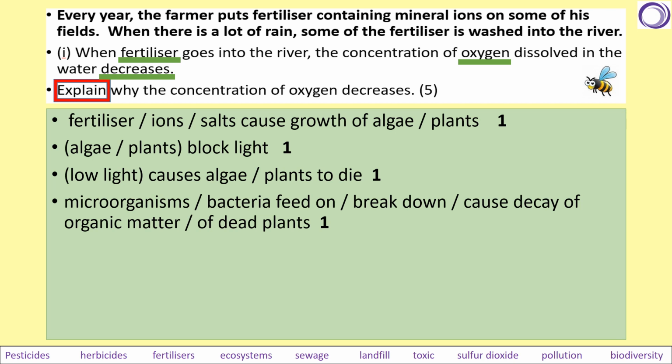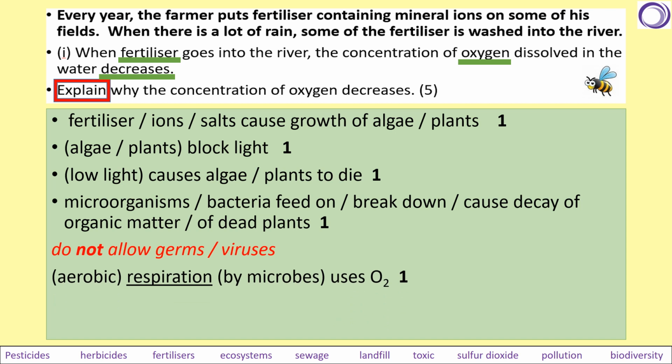Another mark for saying microorganisms cause the decay of organic matter or of dead plants. Or if you've not put microorganisms, you can mention bacteria. You will not get any marks if you mention germs or viruses instead of bacteria.